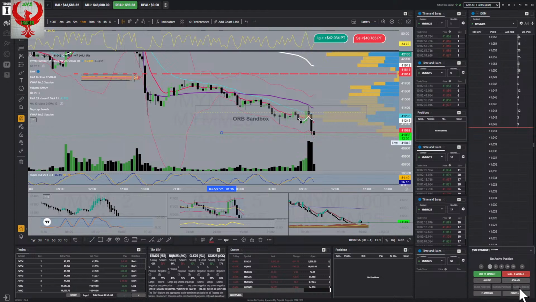Gold still cooking here. 31.70. Yeah, gold's just pushing here. I've got to change the scale.